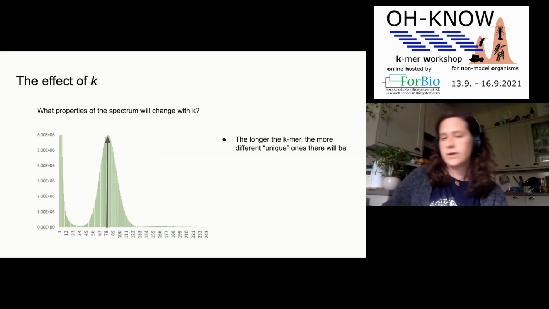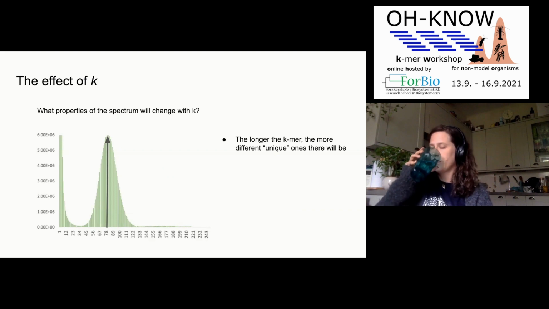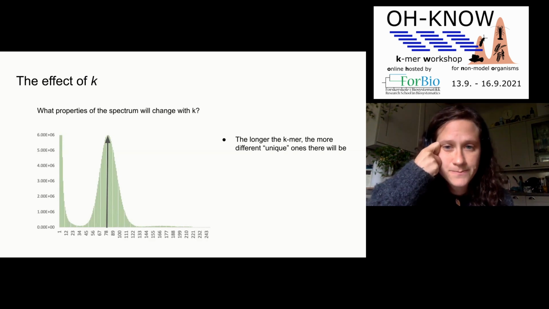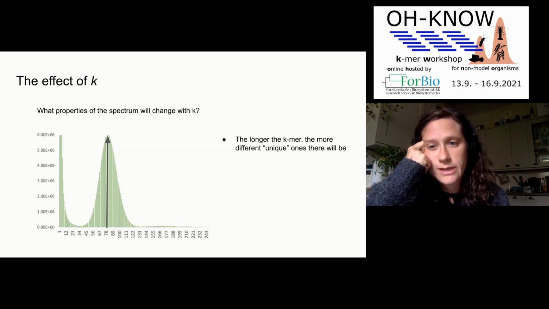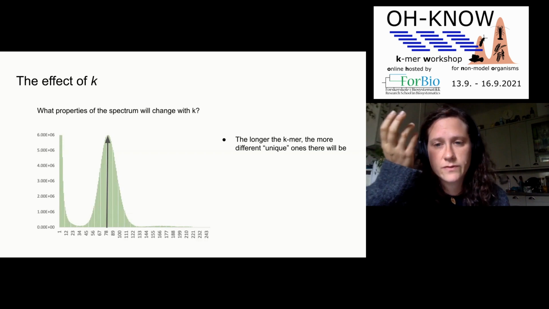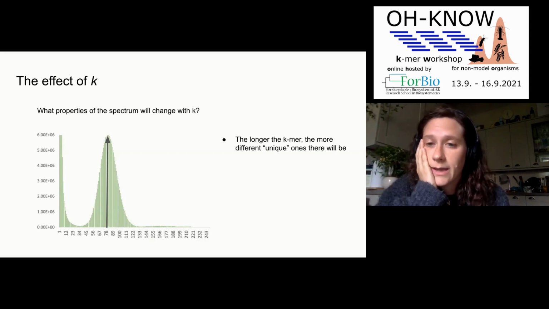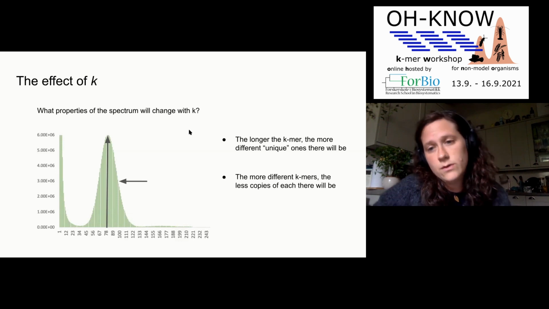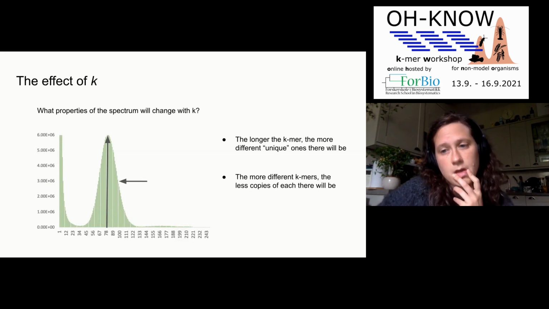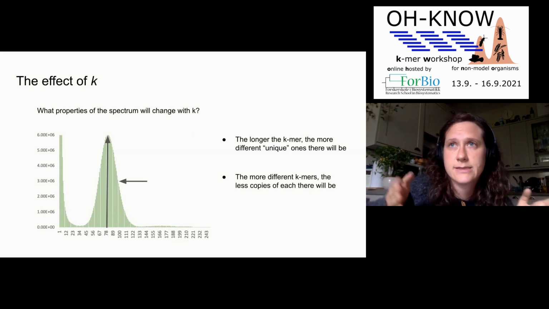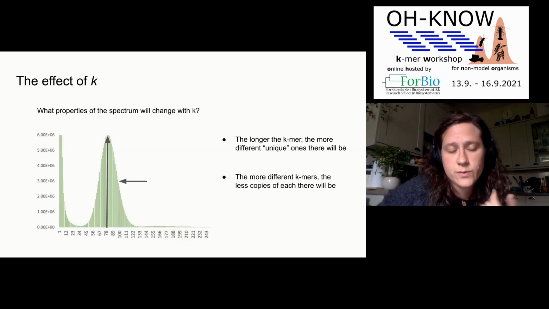We've also been talking about how your K, your Kmer length, can affect your spectra. We know that the longer the Kmer, the more different possibilities or combinations there are, right? We've been talking about this. So the more different unique Kmers there will be, and that will affect the height of our Kmer peak. And we also know that the more different Kmers, the fewer copies of each there will be. Also because of the property that we've been talking about, that the longer the Kmer, the fewer Kmers there are in a read. So the coverage will be going down.